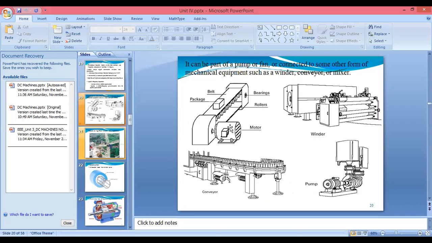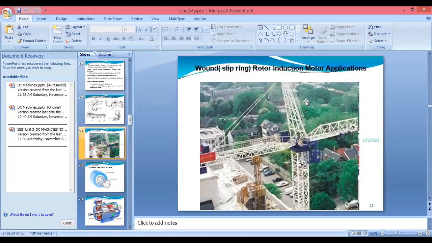So here we can see about the construction of the AC machine. It can be part of a pump or fan, which is connected to some other mechanical equipment such as a winder, conveyor or mixer. I have shown just some examples of how we are using the AC motor. This is nothing but an induction motor. So here we can see the slip ring induction motor, which will look like this.